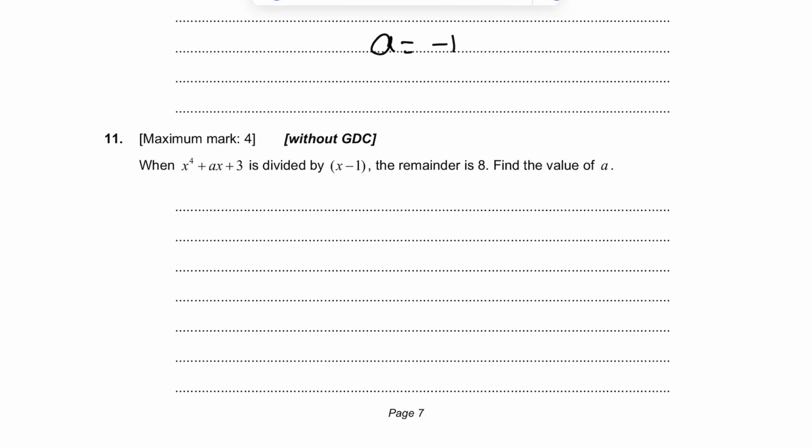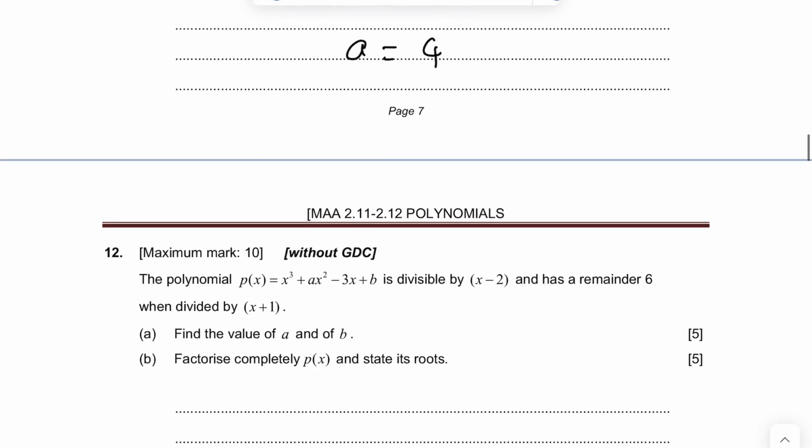When x power 4 plus ax plus 3 is divided by x minus 1, the remainder is 8. So f of 1 equals 8. 1 plus a plus 3 equals 8. So a equals 4.